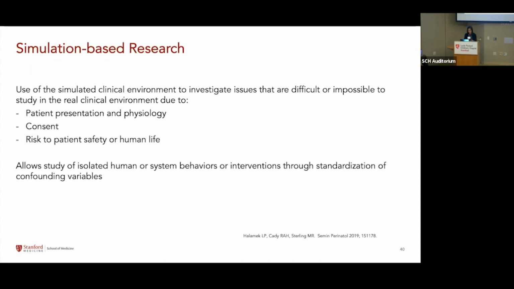But as I've already alluded to, what I think is very, very valuable around simulation-based research is the fact that we can truly isolate the human behaviors or the system behaviors that we're trying to study by standardizing literally everything else around that individual or that system. And so let me give you an example of how that might be done.